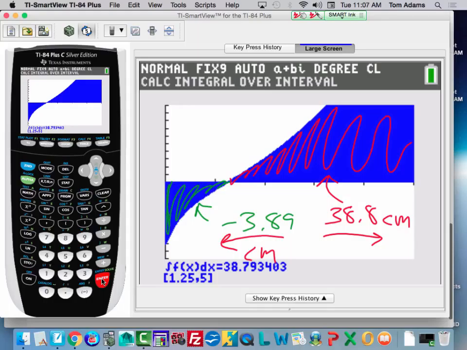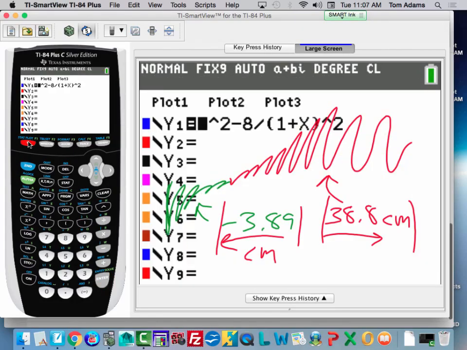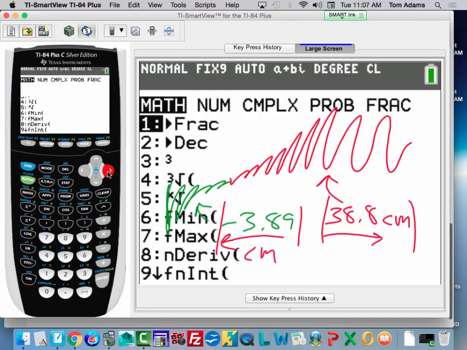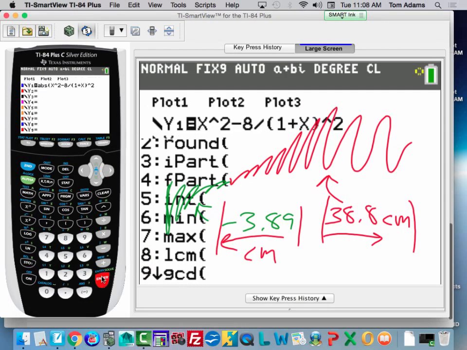Now, how can I do that, though? Is there a quick way? How could I do that? With the original function and y equals an absolute value bracket. Yeah, watch this. If I take my original function here and put this in, there are two ways to do it actually. If I hit second delete, which lets me insert, and then I go to math, and go to number and go to absolute.